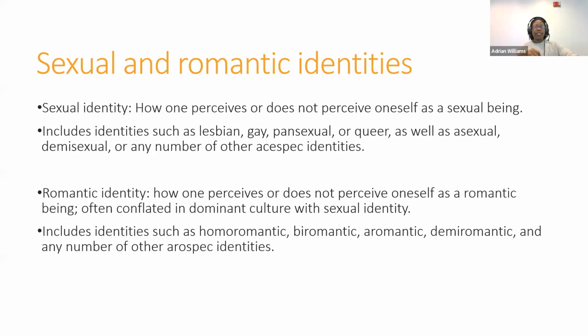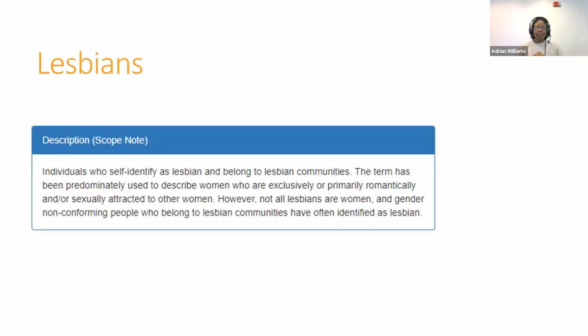One's romantic identity has a similar definition, that being how one perceives or does not perceive oneself as a romantic being. Sexual identity and romantic identity are often conflated with each other in dominant culture. However, the reality is that while many people hold the same sexual and romantic identity, there are plenty of other people who experience being romantically attracted to someone while not necessarily being sexually attracted to them, and vice versa. It's important for people who plan on cataloging using Homosaurus to know how Homosaurus describes different sexualities and romantic identities.